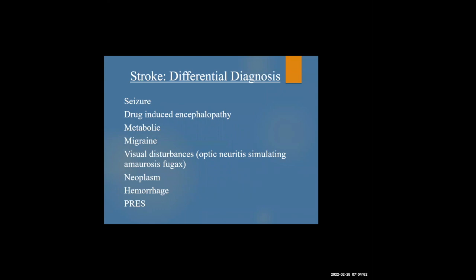It's important to know that stroke has a very broad differential diagnosis clinically. There are many different pathologies that can mimic stroke. One of the most common would be seizures, but you can see from this list other pathology: drug-induced encephalopathies, metabolic disturbances, and migraines can sometimes mimic stroke-like symptoms. Focal visual deficits, such as optic neuritis, and then of course brain tumors, underlying hemorrhage, and even PRES. So one of the main roles of the radiologist is to exclude these other potential diagnoses that could be mimicking a stroke in patients.